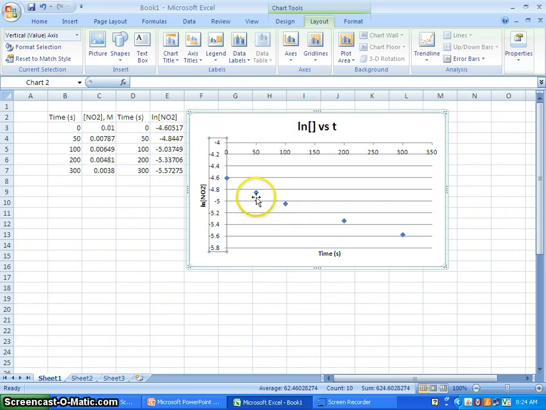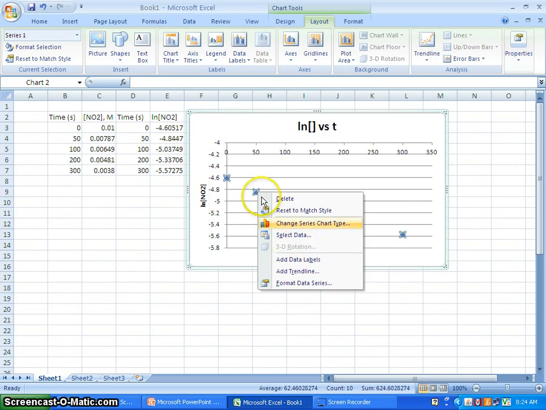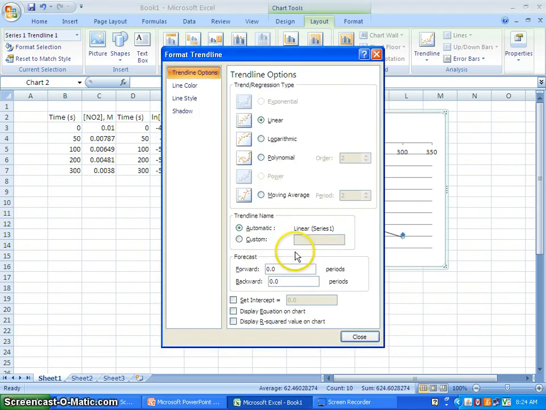Now, this is the most important thing. What we want to do is look at these data points and see how close these data points fit to being a straight line. If a reaction is first order, these data points will be a straight line when you graph the natural log versus time. So I'm going to right click, add a trend line. Okay, for the trend line I want to add a linear trend line. Now here's the most important part. You have to display the equation on the chart, and this is even more important, display the r² value on the chart.